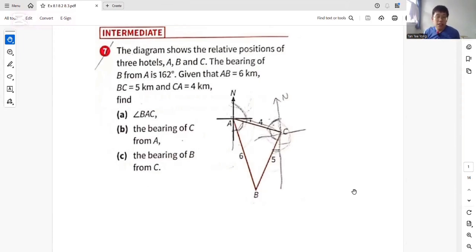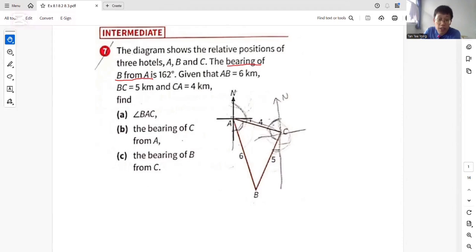Let's first go through question 7. The diagram shows the relative position of three hotels A, B, and C. The bearing of B from A is 162. I know there are a lot of lines here, but just bear with it. The bearing of B from A is 162.